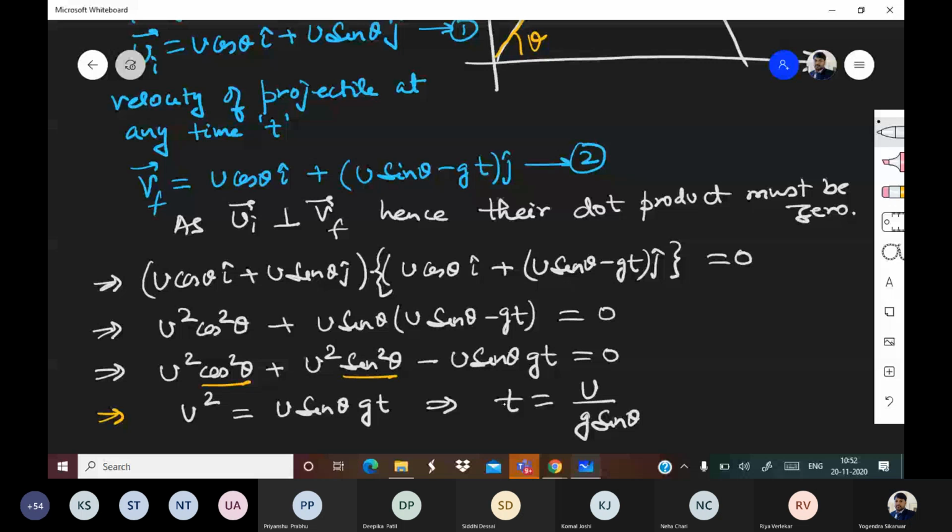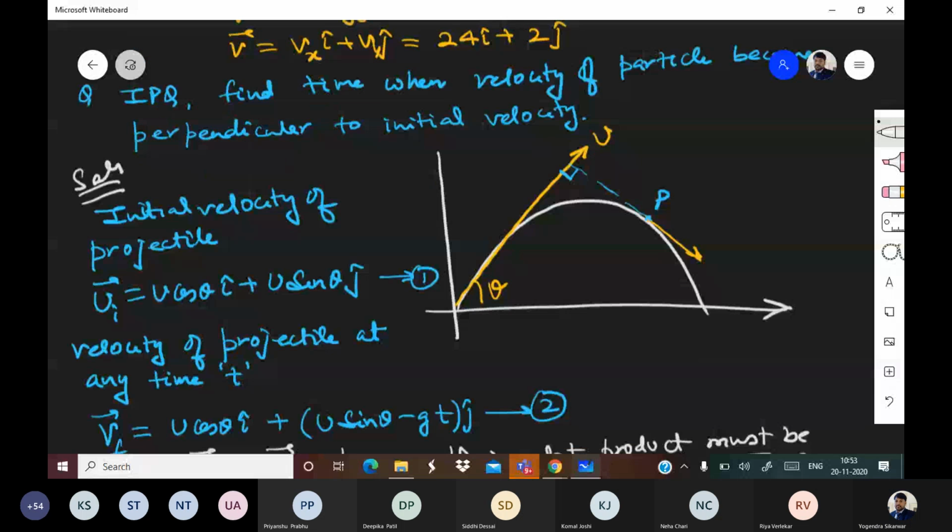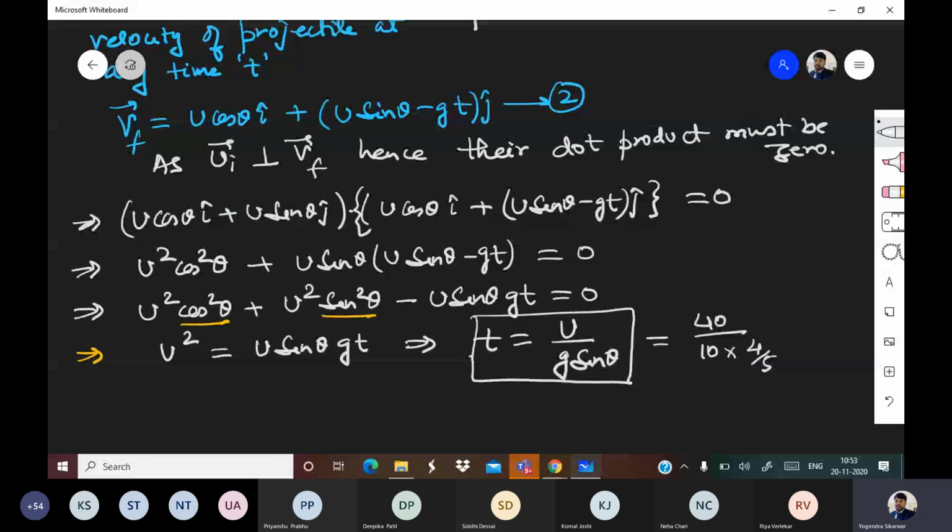Okay. Now let us put values. So u was given as 40, right? Upon g, g is 10, and sin theta means sin 53, that means 4 by 5. So how much will that give us? 5 seconds is the answer.